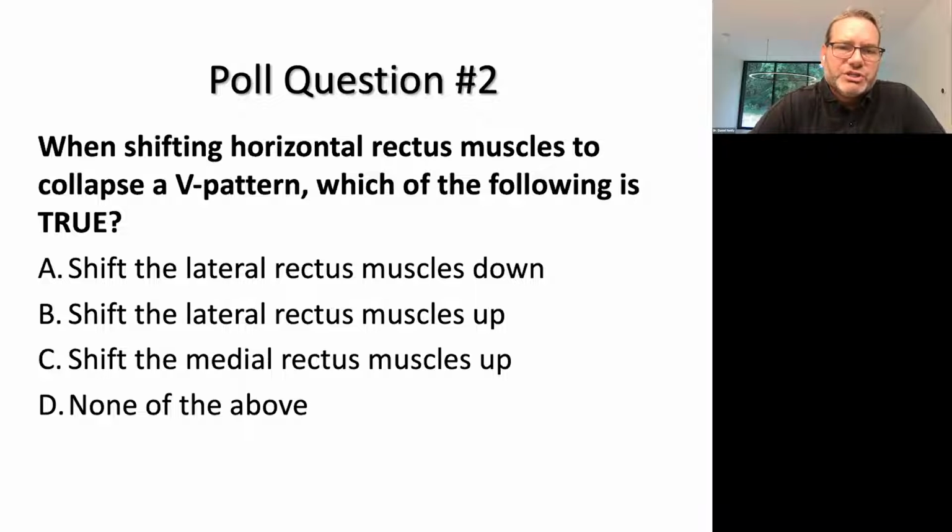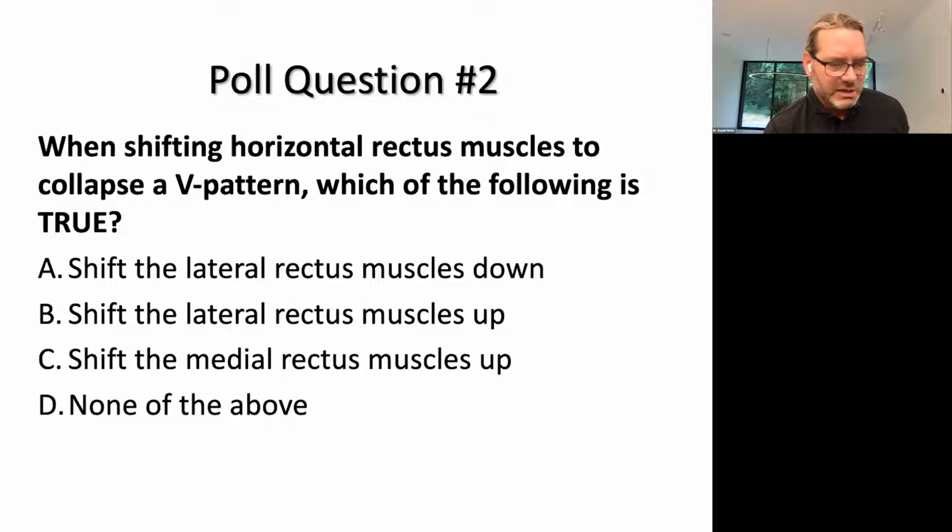Poll question number 2 is: when shifting horizontal rectus muscles to collapse a V pattern, in this case, I'm choosing V pattern because that's the most common, which of the following is true? When you're shifting for a V pattern, you can shift the laterals or the medials. First choice is shift the lateral rectus muscles down for the V pattern, or 2, shift the lateral rectus muscles up for the V pattern, or 3, shift the medial rectus muscles up for the V pattern, or 4, none of these are correct.